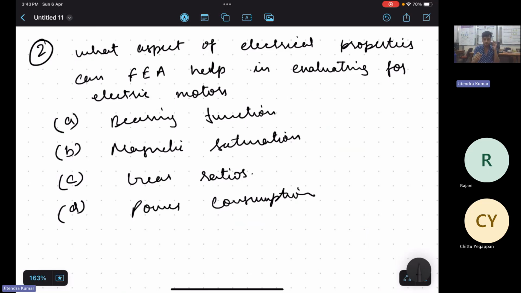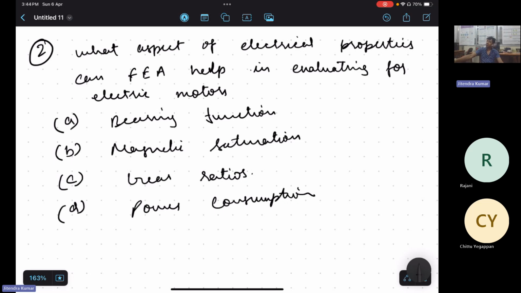Yeah. So which option do you think is most appropriate? Magnetic saturation, sir. Of course. Is any other option feasible, even possible with FEA or not? Sir, power consumption. Power consumption could be calculated from FEA.